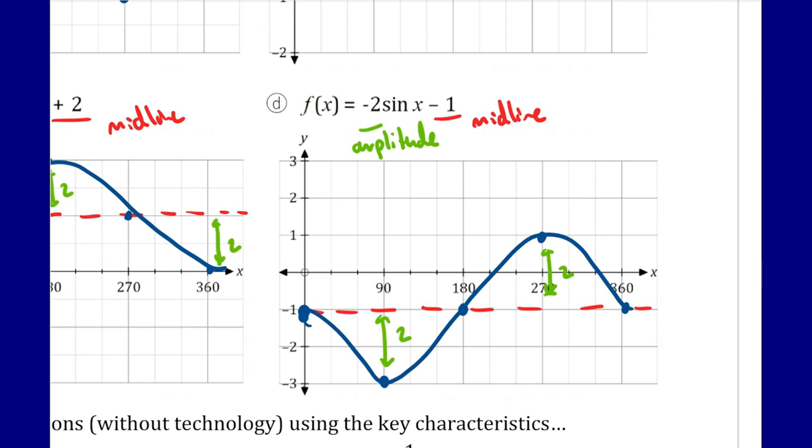For D, -2 sine x minus 1. Again, it tells us our midline is at -1 and our amplitude is 2. The negative tells us it's flipped. So instead of our sine wave starting at the midline and then going up, we start at our midline and then go down. So we start at -1, we go down to -3 at 90, because again, our amplitude is 2, so we should be 2 down from our midline. Back up to the midline at 180, back up to our maximum, then back to the midline.